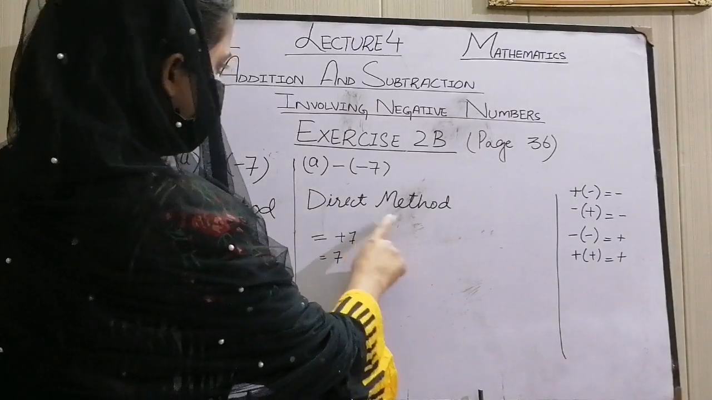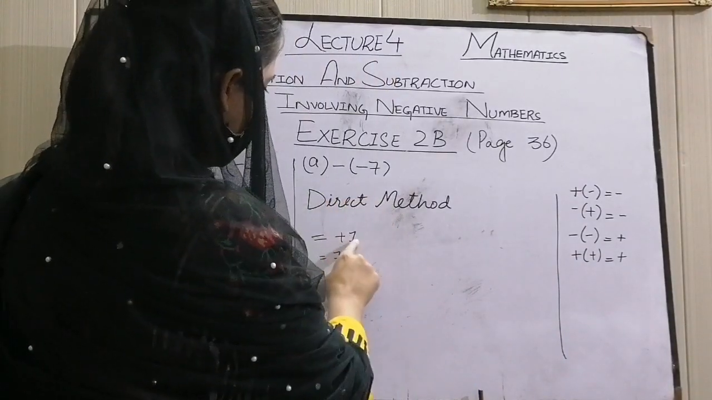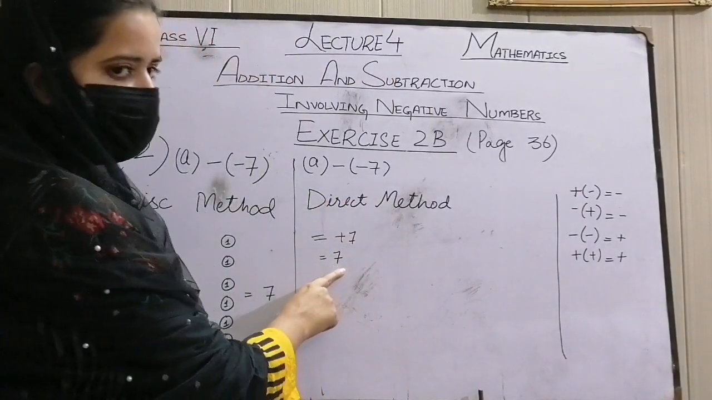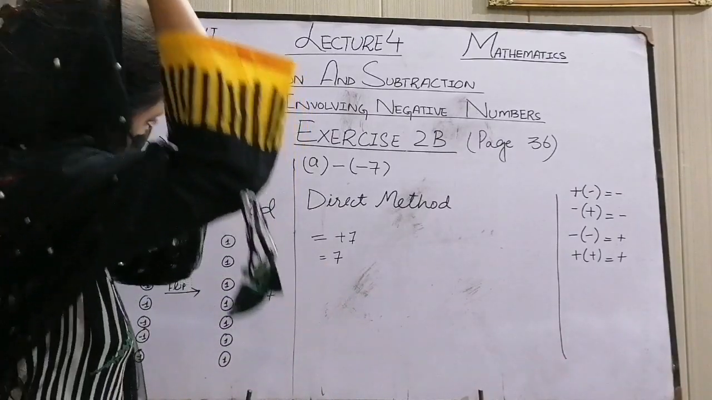For direct method, you have to remember these sign conversions. Minus minus becomes plus 7, and we can also write plus 7 as just simple 7. So 7 is our answer.